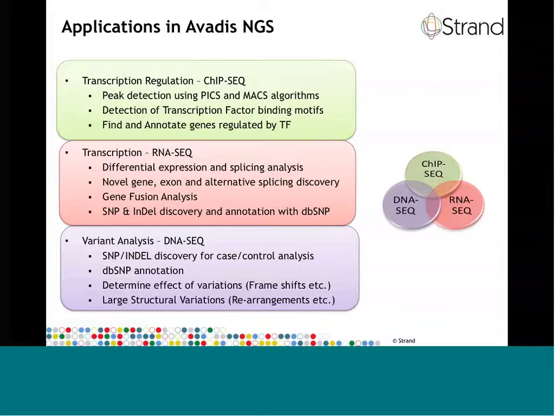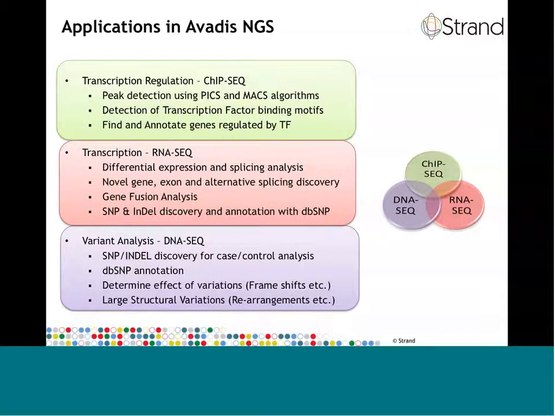For the study of the transcriptome, Avadis NGS supports the RNA-Seq experiment type or workflow. In addition to the almost classical differential gene expression analysis using the normalized expression level data, Avadis NGS allows for the detection of alternatively spliced transcripts as well. Both known and novel splice variants can be discovered, and we also have functionality to discover completely new genes and transcripts.